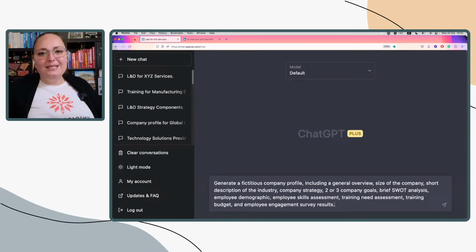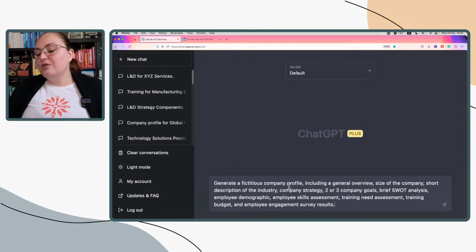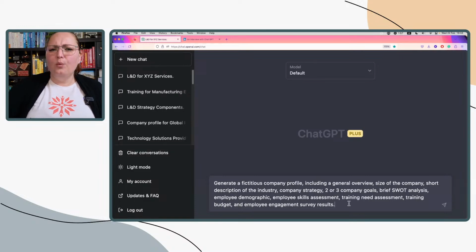This is the prompt that I am going to go with. Generate a fictitious company profile. And I want you to include general overview, the size of the company, a short description of the industry, company strategy, 2 or 3 company goals, a brief SWOT analysis, employee demographic, employee skill assessment, training needs assessment, training budget, and employee engagement survey results. So we're sticking to these. There are probably more prompts that I could use, but let's stick with these ones.